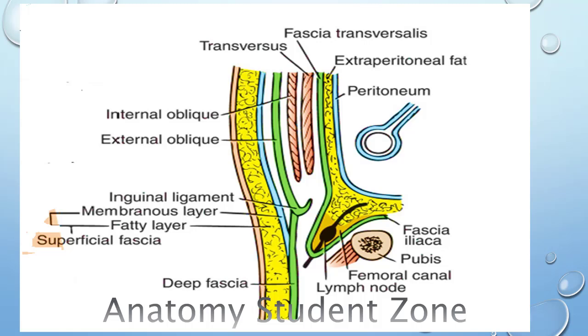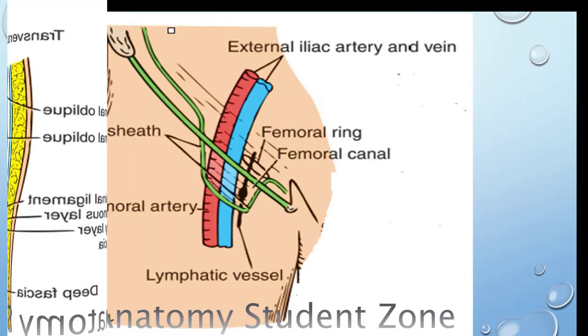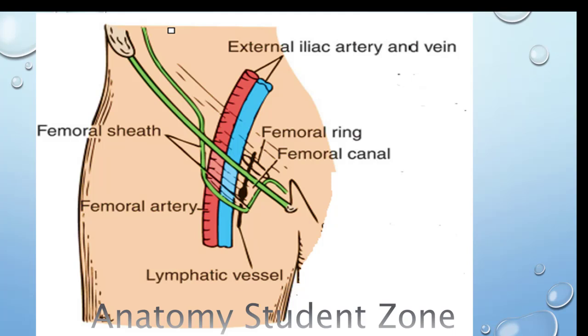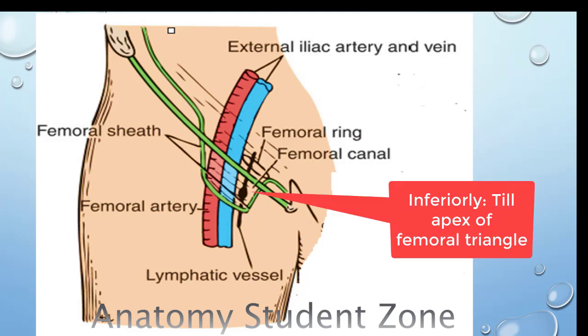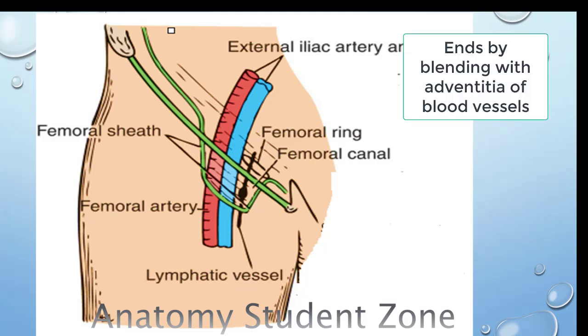Now I will tell you the inferior extent of the femoral sheath. I already covered this point, that it is going to extend towards the thigh, towards the apex of the femoral triangle. And remember, in the region of the femoral triangle, this femoral sheath ends by fusing with the adventitia of the vessels present in the femoral triangle. We know these are the femoral artery and the femoral vein. So it is going to fuse with the adventitia of these vessels.